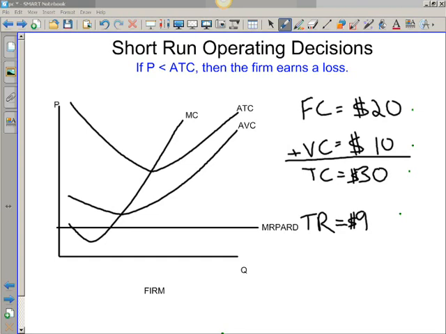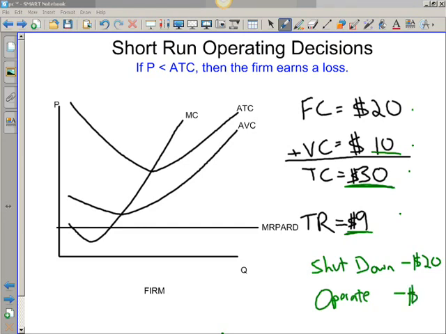Well, in the shutdown situation, if you shut down, your loss is going to be $20. So we have a negative 20. On the other hand, if you open, you're going to have to pay your variable cost of 10, so your total cost is going to be 30, but your total revenue is only going to be 9. So if you operate, then you're going to end up with a $21 loss. It makes more sense in this situation to shut down altogether.